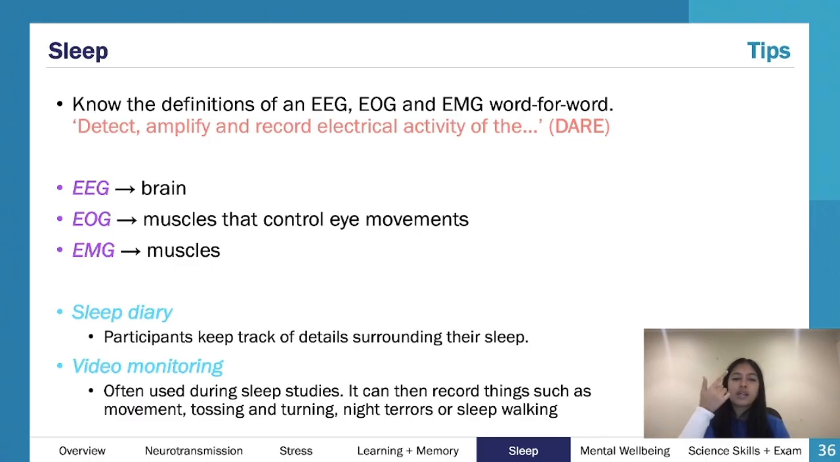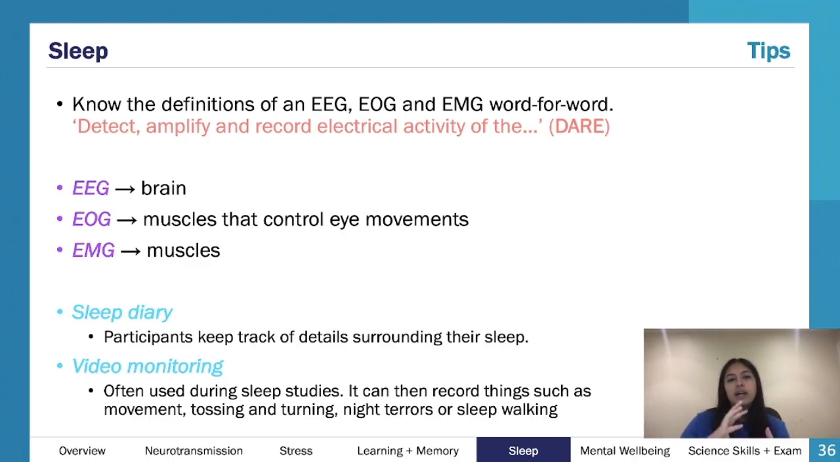Because you're not detecting the electrical activity of the eyes. If you've seen someone that's got an EOG, they put it around here because they're detecting the activity, I should say, of the muscles that control your eyes. So obviously when the muscles that control your eyes have high activity, oh my gosh, your eyes are going to be moving. But if you were to say detect, amplify, and record electrical activity of the eyes, it's implying that you're sticking an electrode on the eyeball, and you're not. So you don't detect the actual electrical activity of the eyes. It's the muscles that control the eye movements. I don't know, VCAA are just very technical about it.